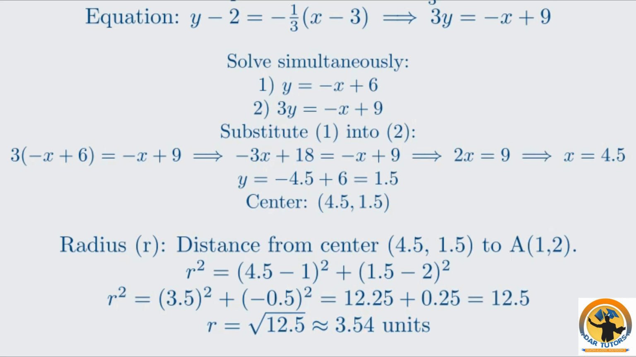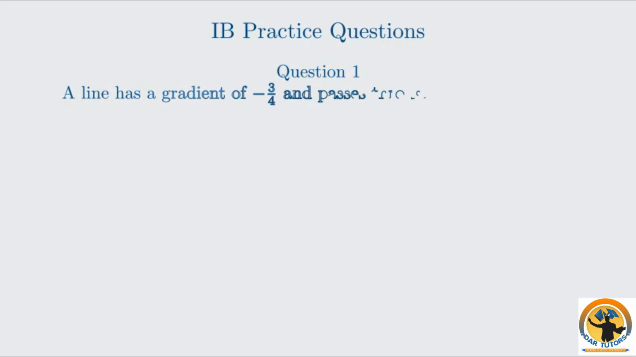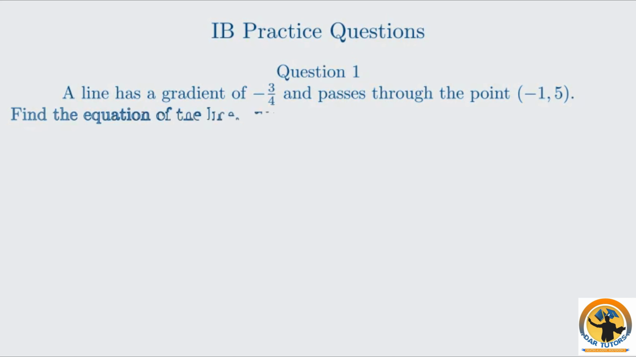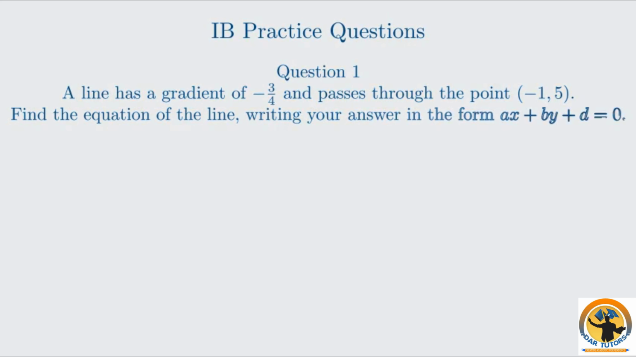We have now completed our coverage of Chapter 1, Straight Lines. We started with the basics of points and gradients and built up to solving complex problems involving perpendicular bisectors and simultaneous equations. Now it's time to test your understanding with some IB-style practice questions. Question 1 asks for the general form of a line with a given gradient and point. Press pause to attempt the question.